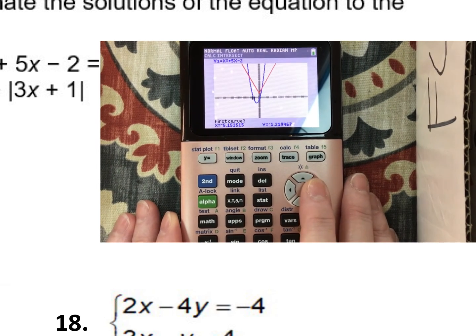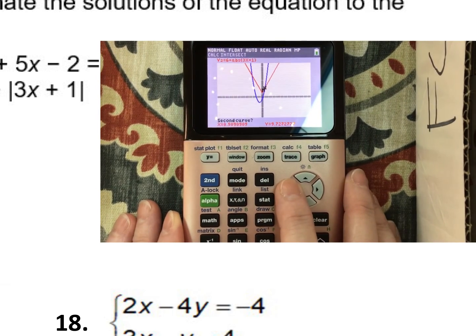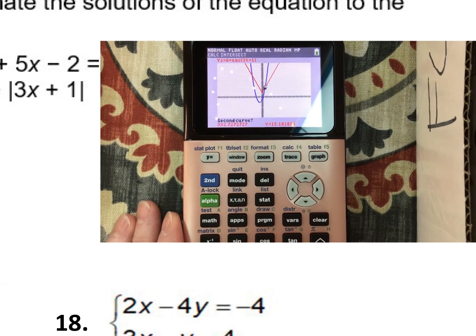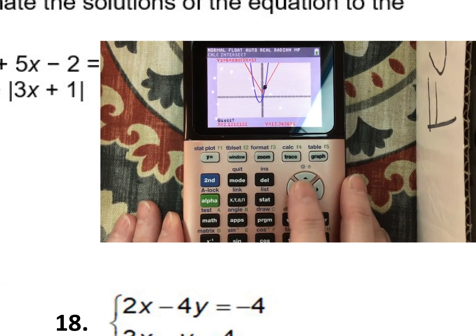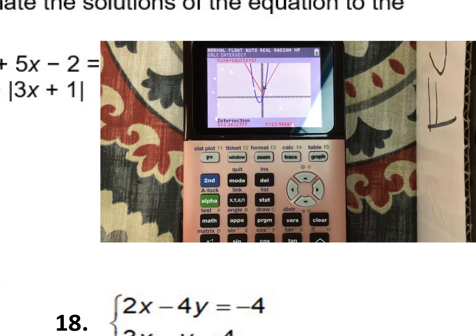I'm on the blue parabola. I'm going to go over to where that looks about where it's intersecting to me. It is putting the cursor on the red V, so where does it seem to be intersecting? Maybe about there. And what's my guess? My best guess is, I don't know, maybe right there. It's going to calculate and give me the intersection point at 2.12. So I will round that to the nearest tenth, 2.2. Again, it's the x value that is our solution, not the y value.